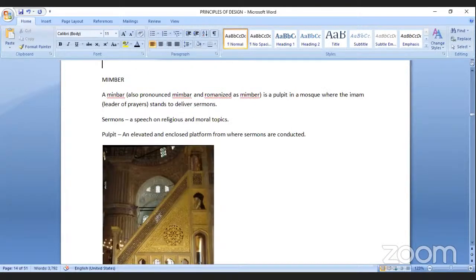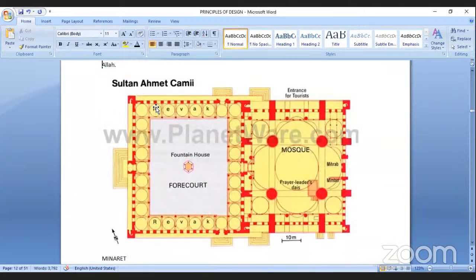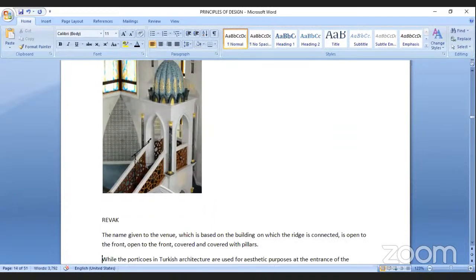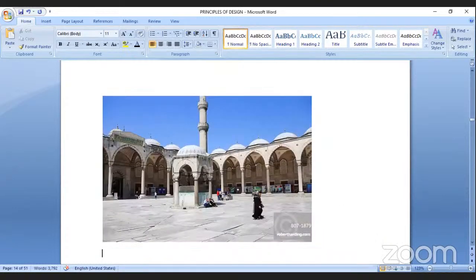Next, Reva. Here in the architecture plan, you saw this. What is Reva? It is nothing fancy actually. Reva is a Turkish name for a portico. Now what is a portico?